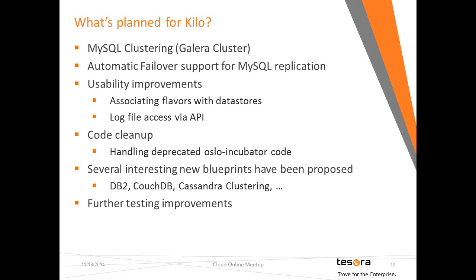And we've had a lot of companies who have stepped up and offered to put their databases in Trove. You can see some of the names there, DB2 and Couch, IBM was there. Clustering from Cassandra, which we're working on, and so on. We'll talk some more about that in the next couple of slides. But Kilo is going to be a really exciting release for Trove, and it's probably a great idea to start using it right now because when Kilo comes out, it's going to blow your socks off.